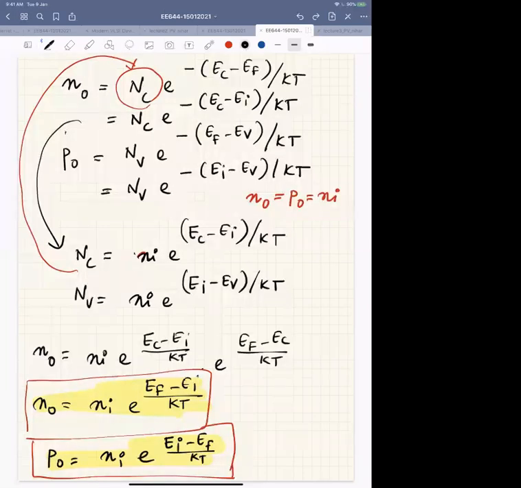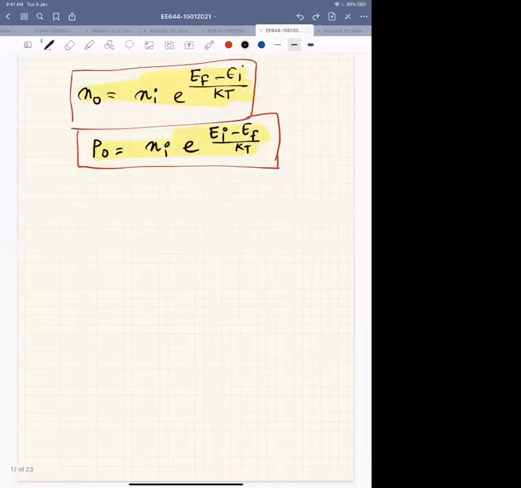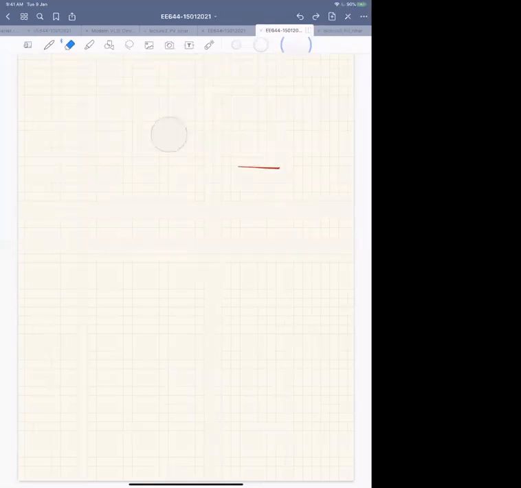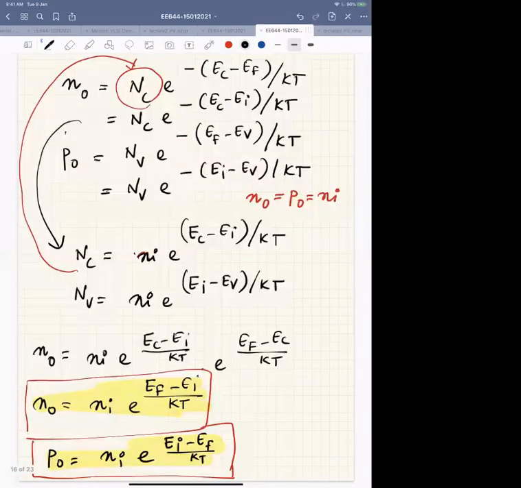I was just thinking whether to write that or not, but basically you could also derive another expression. So let me erase this.